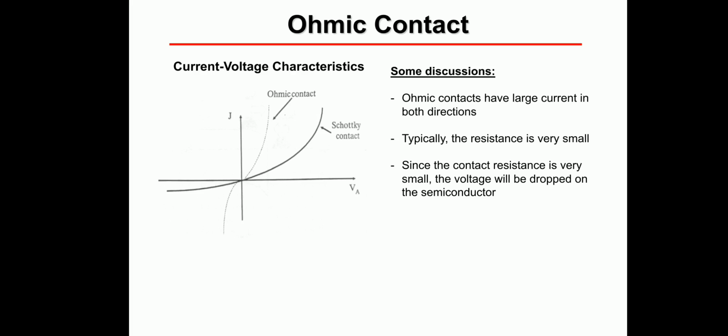The second figure, the Schottky contact, is also given. For a Schottky contact, current flows only in the forward direction. In the reverse direction there is no current. That current is negligible because of the depletion region formation.